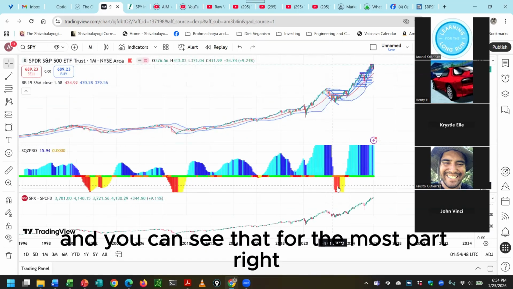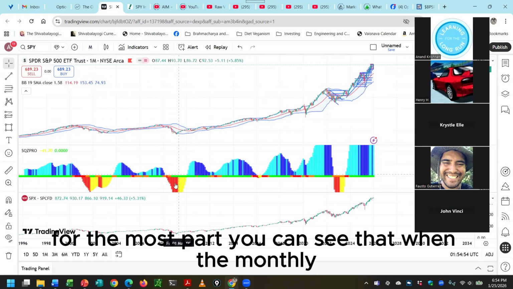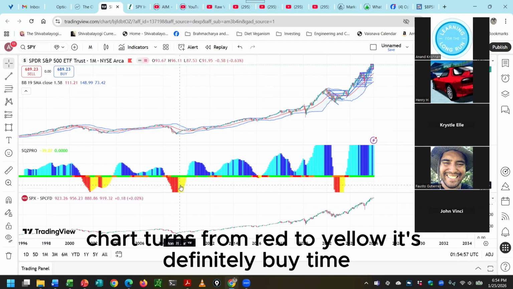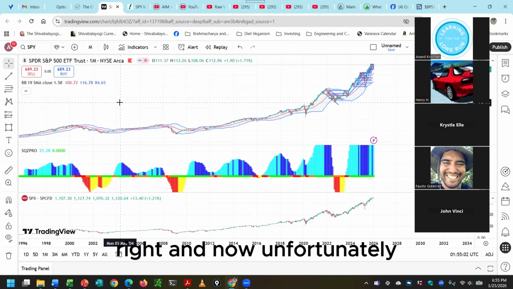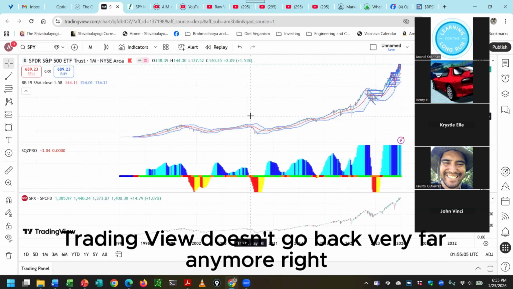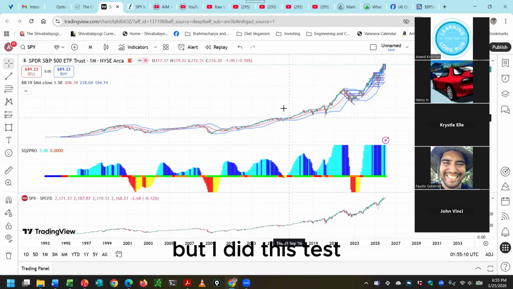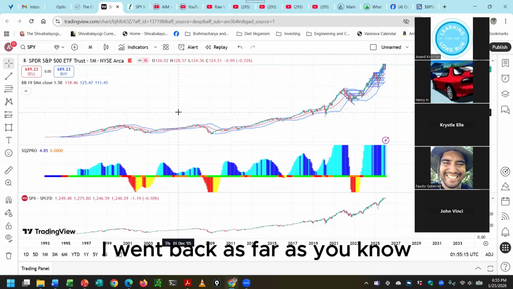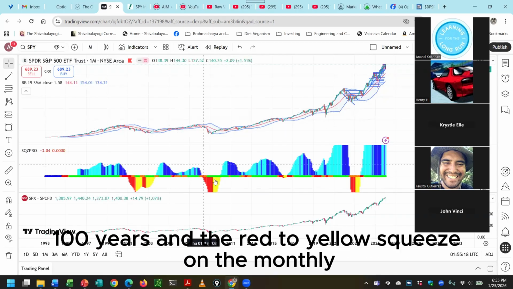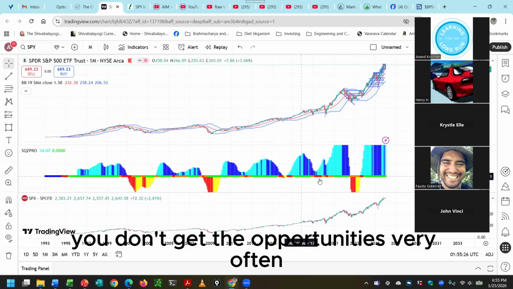And you can see that for the most part, with the exception of the dot-com crash right here, when the monthly chart turns from red to yellow, it's definitely buy time. Unfortunately, TradingView doesn't go back very far anymore. This one is kind of 30 years old, but I did this test when TradingView was able to go back as far as 100 years, and the red to yellow squeeze on the monthly always worked. The only trouble is, you don't get the opportunities very often.